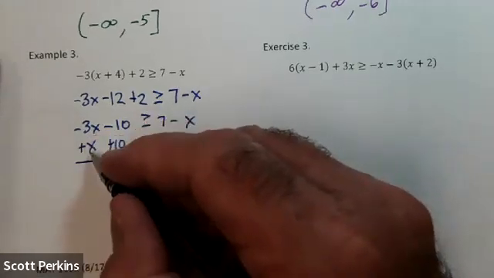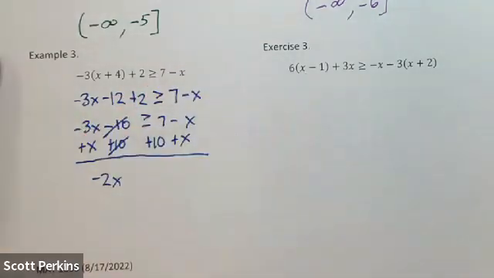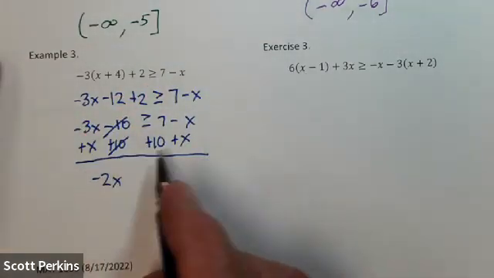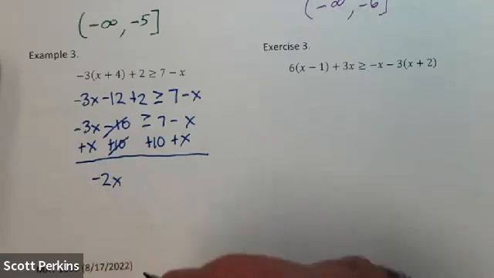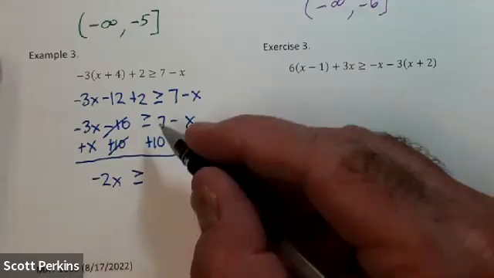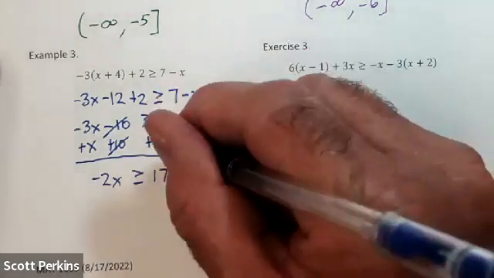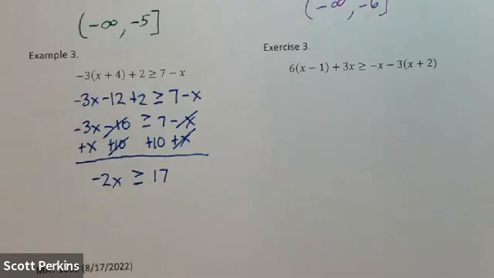Negative 3x plus 1x is negative 2x. The 10s cancel because I put the numbers on the right. All I've done is added things. Adding does not change my sign, so greater than or equal to. 7 plus 10 is 17. And the x's cancel because I put the x's all on the left. Last but not least, one final step. This is always the last step.